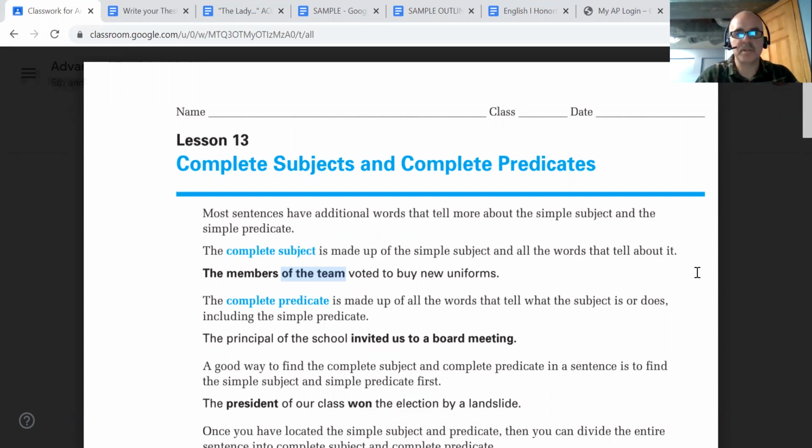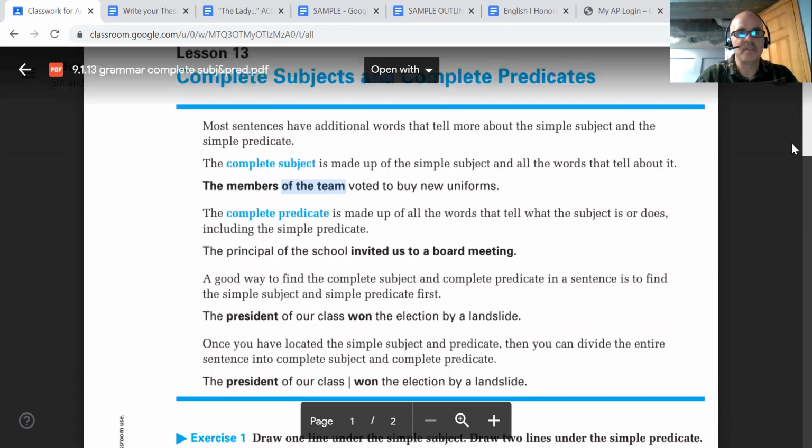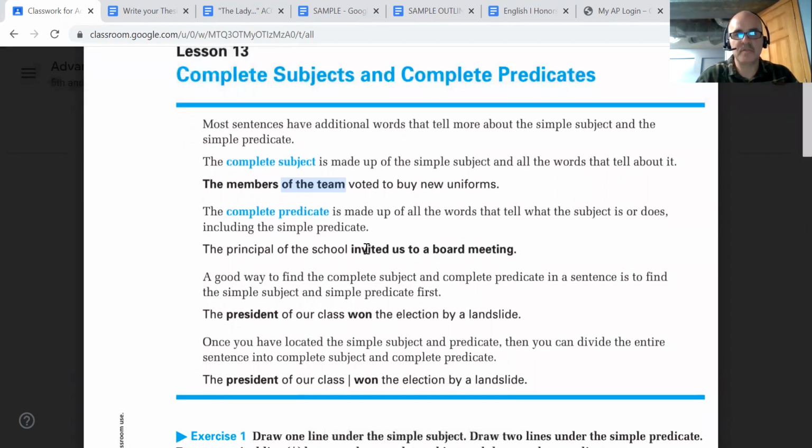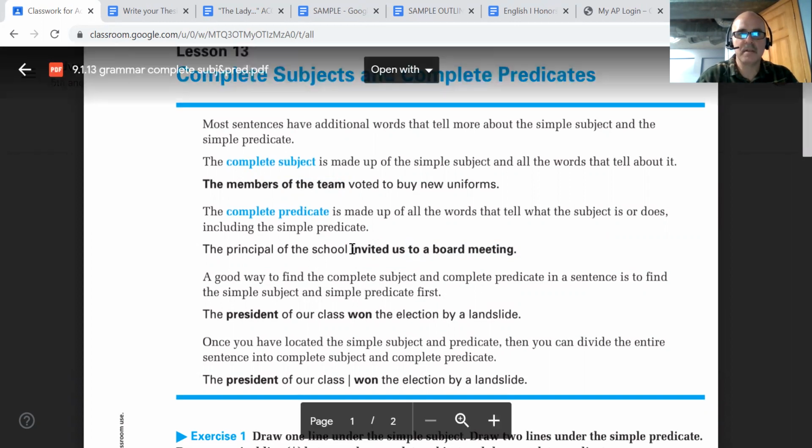In other words, the verb, including the simple predicate, which again is the verb, such as: the principal of the school invited us to a board meeting. Okay, so obviously "invited" is the verb, right? But then we have another complement here, another prepositional phrase, and all this put together is the complete predicate. Okay, that's right there.